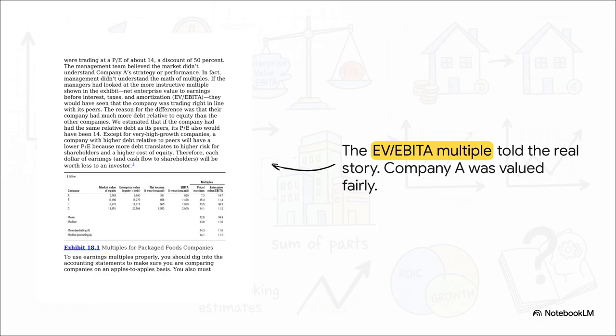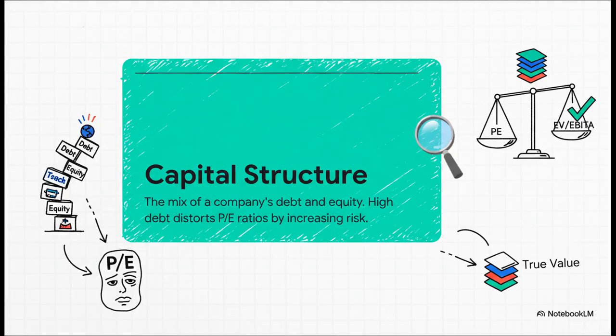All of a sudden, that massive 50% discount, it's just gone. They weren't a bargain at all. They were valued just like everybody else. So, why the huge difference? Well, the whole secret is in something called capital structure. It's pretty simple, really. Company A just had way more debt than its competitors.